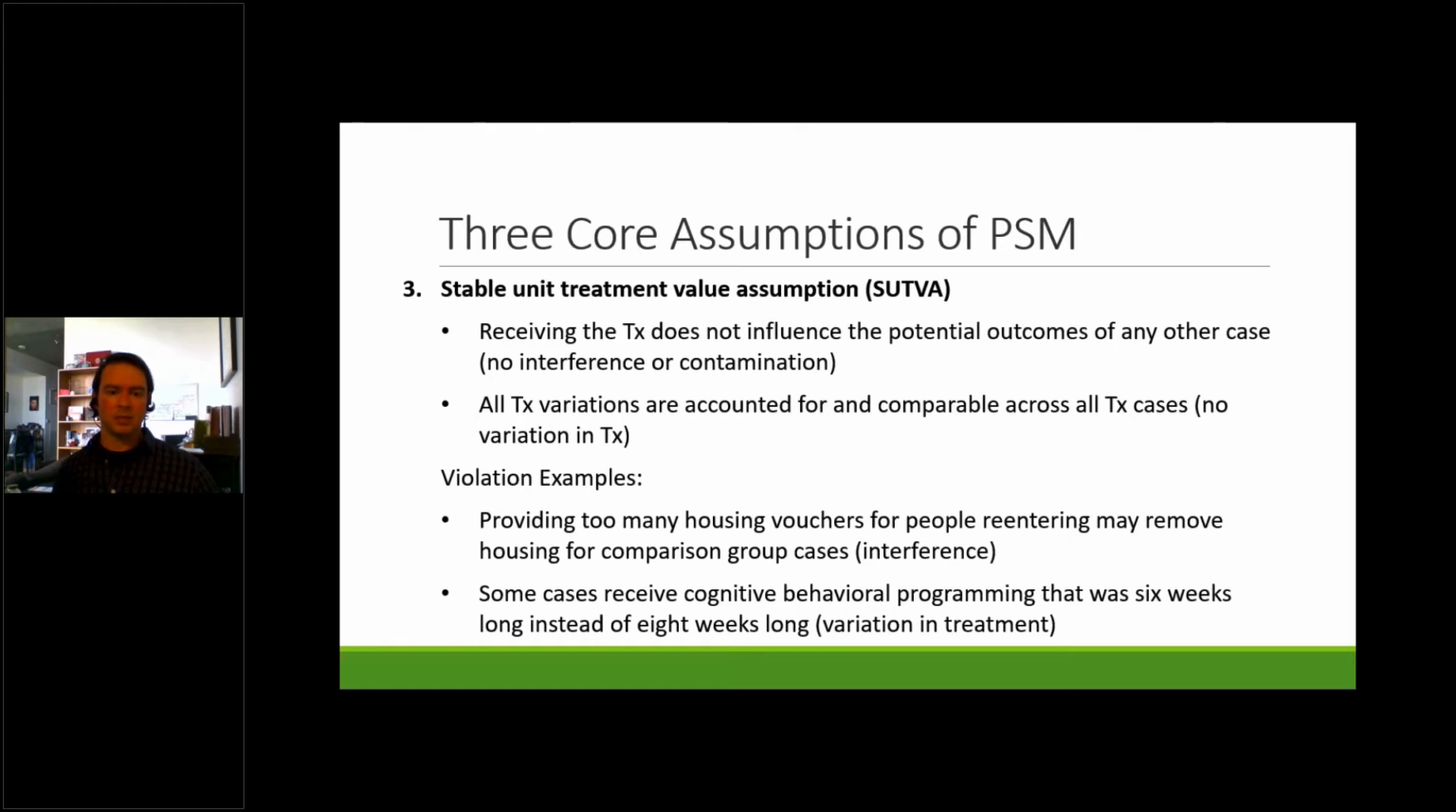A couple examples demonstrating how this can be violated include providing too many housing vouchers for people reentering from prison may remove housing for comparison group cases. And this could be an example of interference, especially in rural counties.